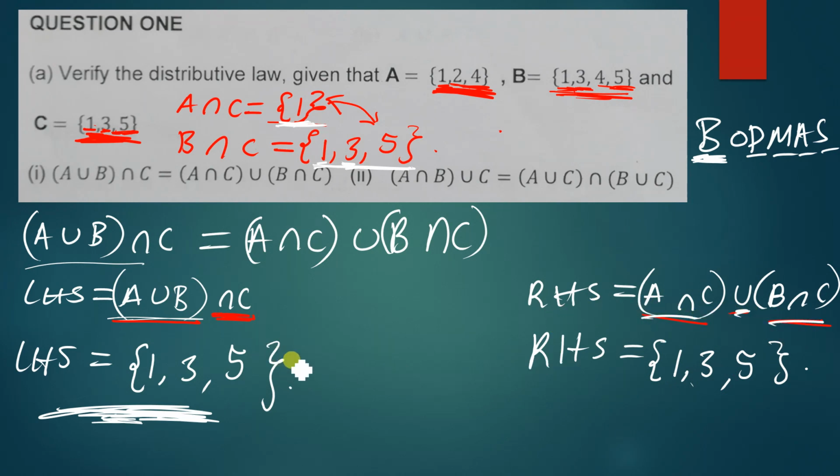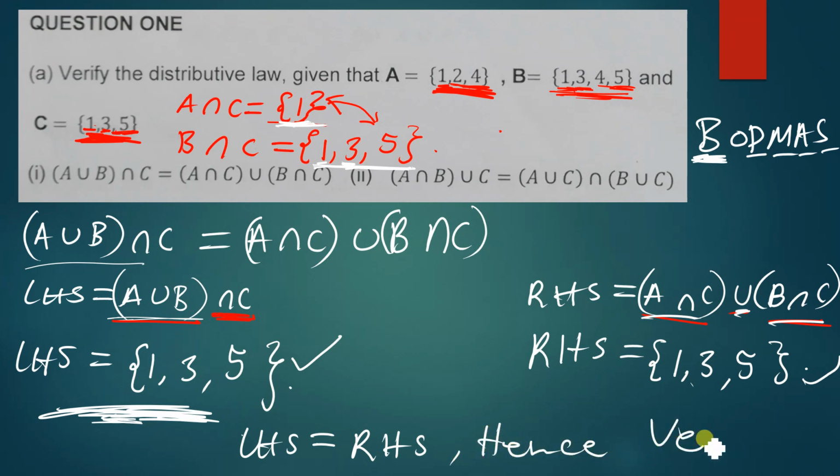And if you check, since the left hand side and the right hand side are the same, therefore you have verified the distributive law. So what you can just say is that the left hand side is equal to, you can use identities, you can say it's identically equal to, or just say it's equal to the right hand side. Then you say hence verified.